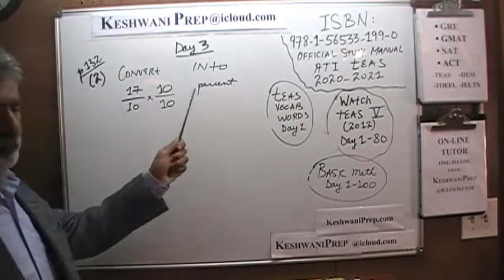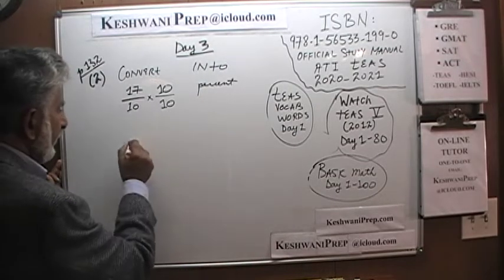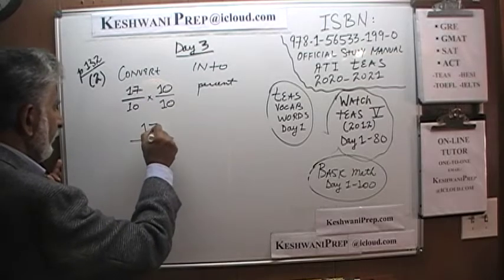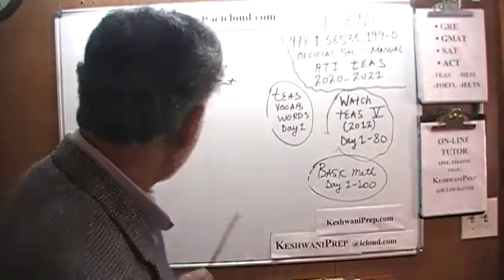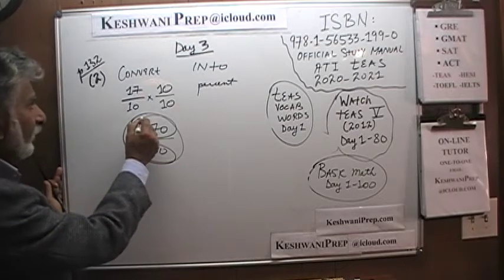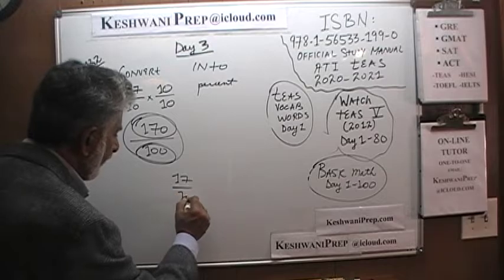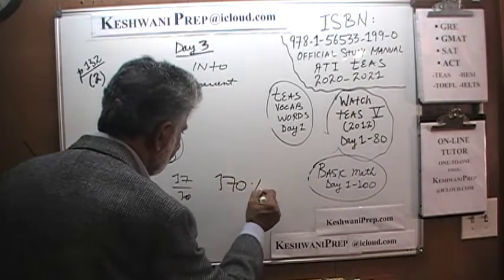So there we go. We want to convert 17 over 10 into percentage. 10 times 10 is 100 at the bottom. And 17 times 10 is 170. And as we just talked about a second ago, once you have 100 at the bottom, then whatever you see on the top, that's the percentage. So the question was, what is 17 over 10 as a percentage? The answer is, it is 170%.